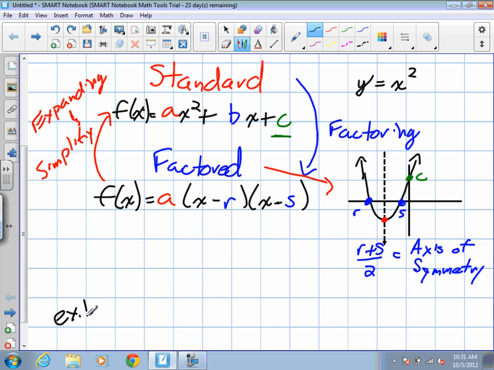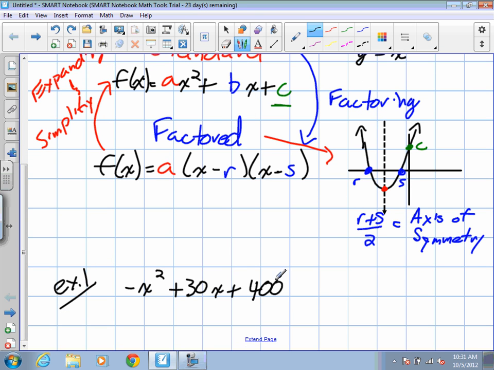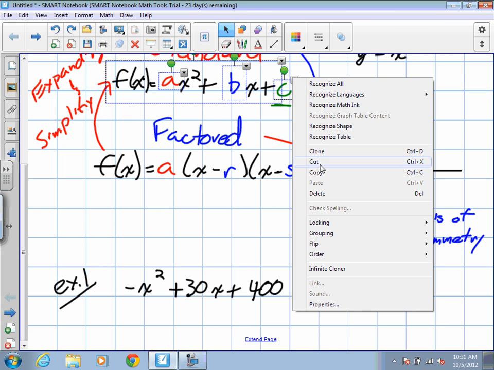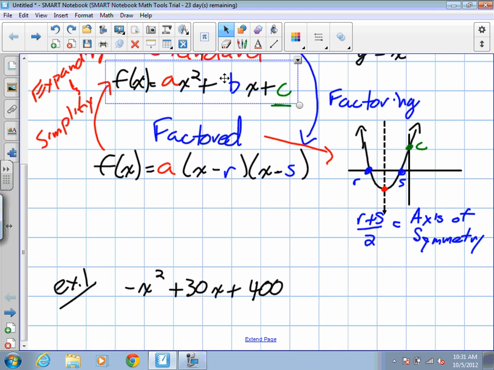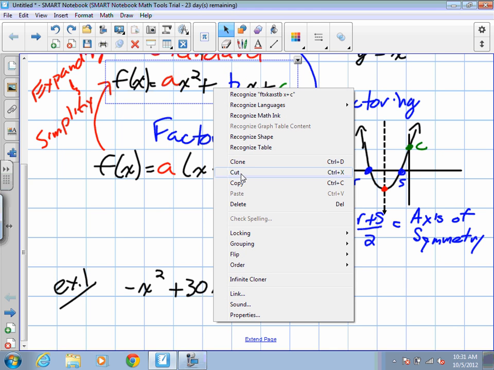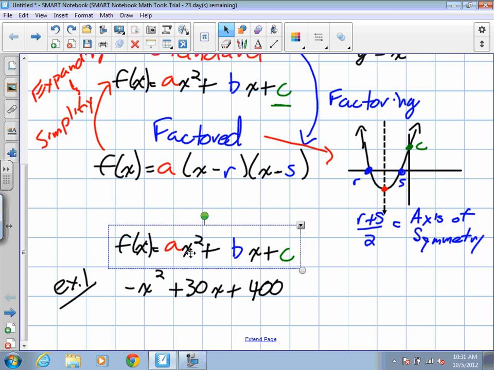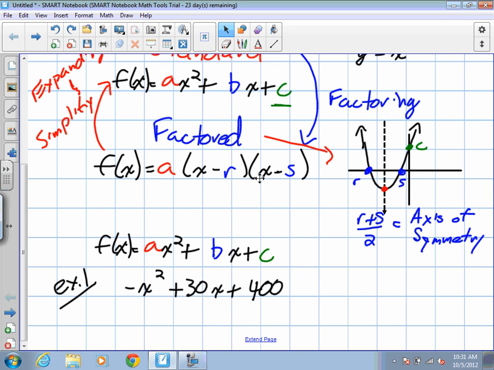So, the very first example the book gave us, negative x squared plus 30x plus 400. Okay, the first thing I want you guys to recognize is which form is this in? Factor or standard form? Standard. This is in our standard form, okay? And I'm going to actually copy this just so we can... Oh, there we go. Perfect. So you can see the similarities. This is exactly what our standard form is. And what we're going to do is we're going to figure out which is which.